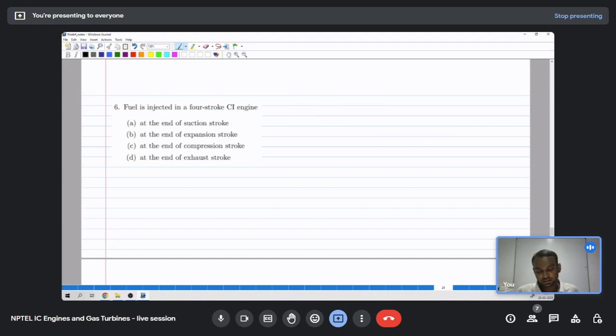Fuel is injected in a 4-stroke CI engine at the end of the suction stroke, at the end of the expansion stroke, at the end of the compression stroke, or at the end of the exhaust stroke? At the end of the compression stroke. Yes, that is right.